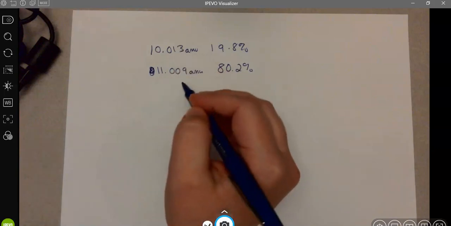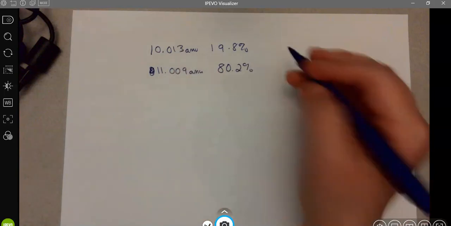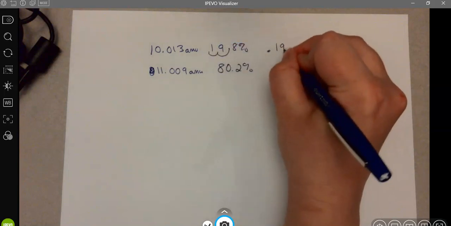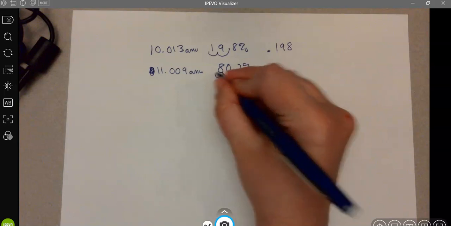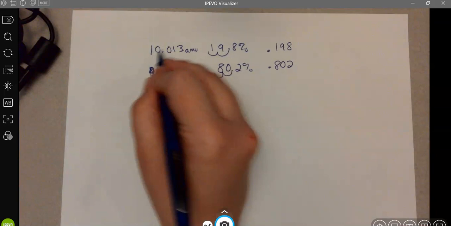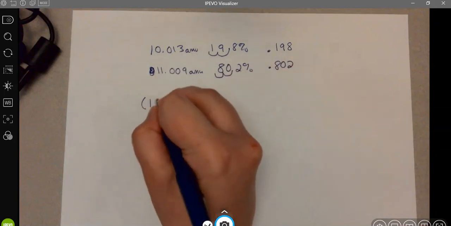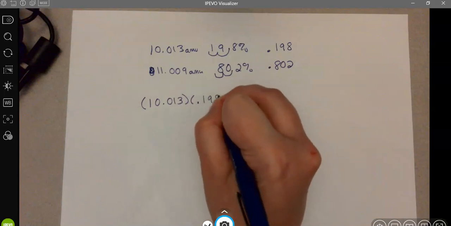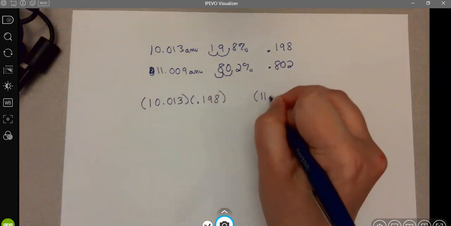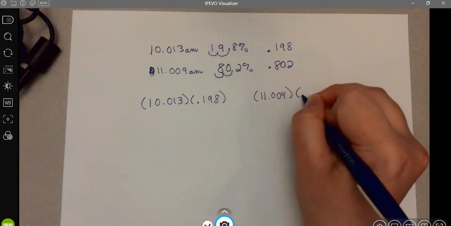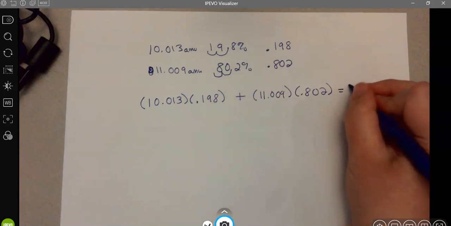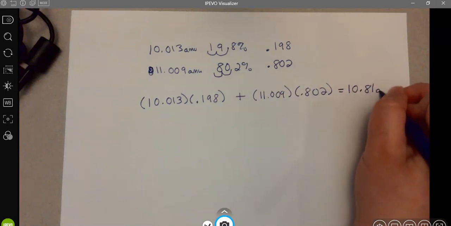Okay, so these are our two isotopes and these are the percentages. So first, we have to convert our percentage to a decimal. So I get 0.198, 0.802. Next, I have to multiply the mass times the percent as a decimal for each one. And once I do that, I add my results, and I would get 10.81.